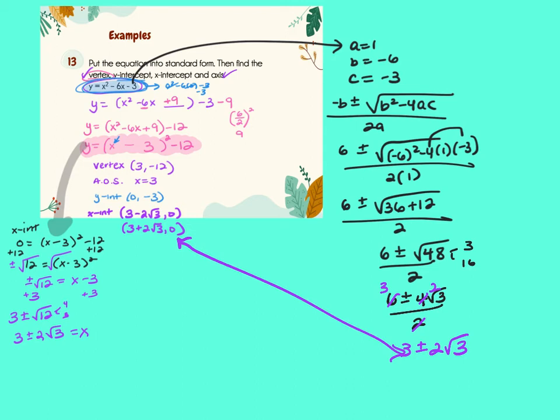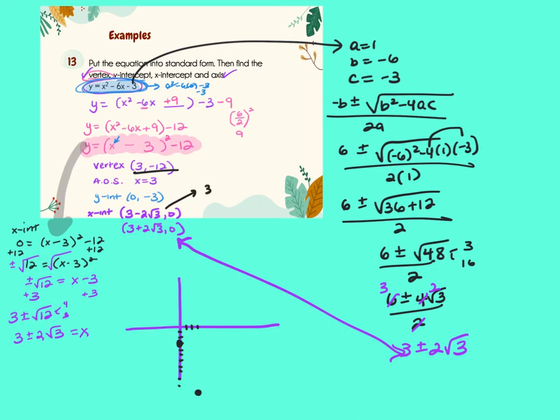So once you get that information, and it doesn't say it this time, on your quiz the last thing you'll do is graph it. So you'll get a graph. You would label your vertex, 1, 2, 3, negative 12, 1, 2, 3, 4, 5, 6, 7, 8, 9, 10, 11. Let's say it's down here. Y-intercept, 0, negative 3.